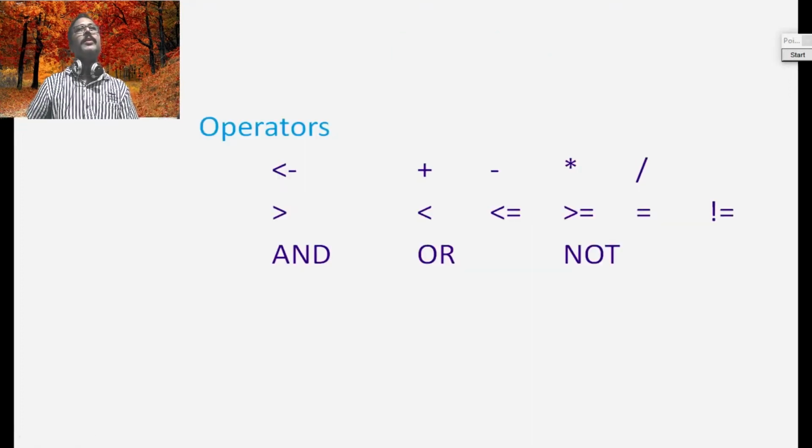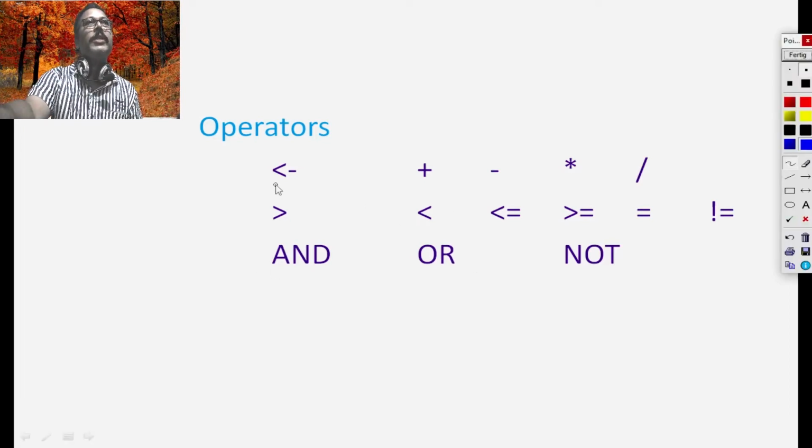And these are some of the operators which have obvious meaning. Say plus, minus, star, slash. They represent addition, subtraction, multiplication, and division. This can be used for assignment. Greater than, less than, so they have their obvious meaning.